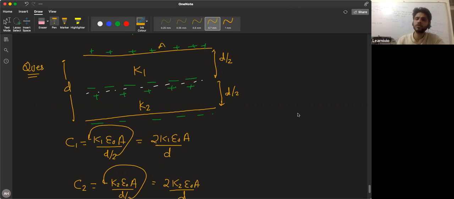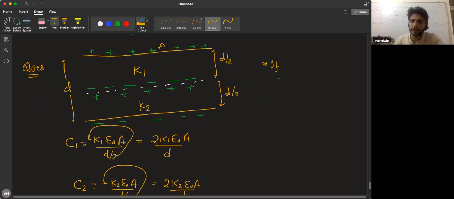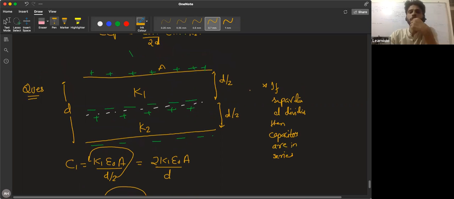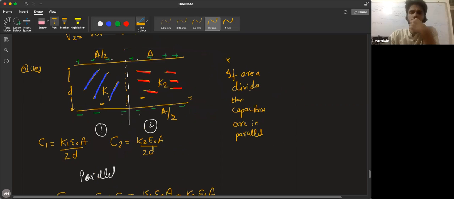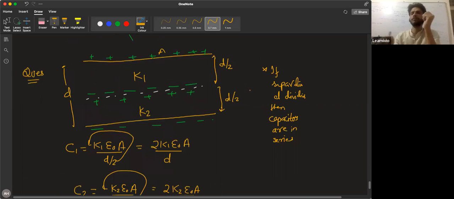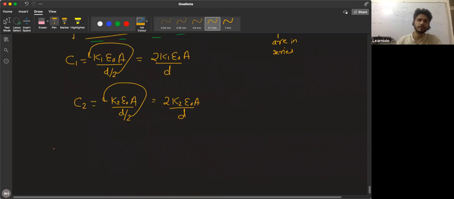Or simply, you can decide in this way also: if separation D divides, then capacitors are in series. That's simple. So if area divides, that means capacitors are in parallel. But if separation divides, that means your given capacitors are connected in series.